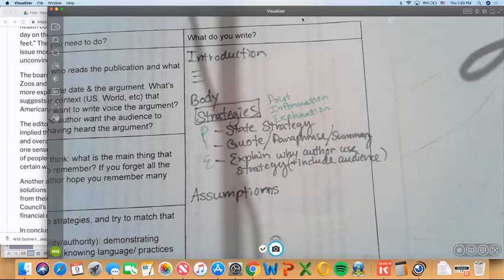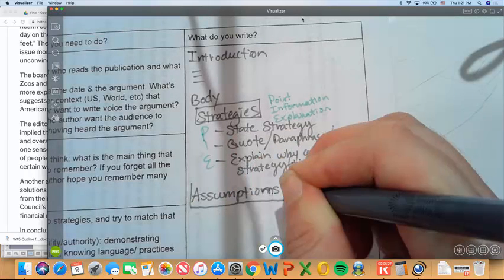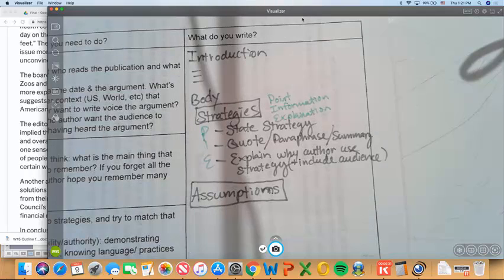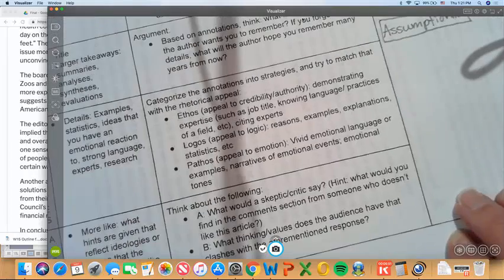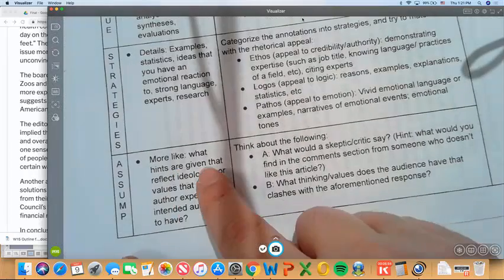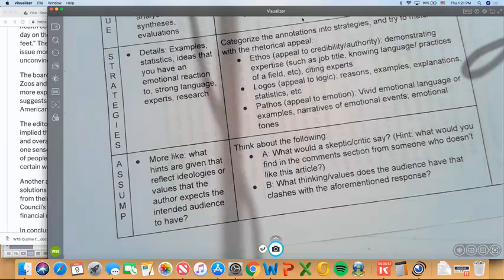Except you need to think about what the author does assume here. For me, it took a little while to think about the best way to find the assumptions. I talked a little bit about this on Tuesday, and I'll reinforce some of that today because I think there still might be some questions out there about it. The explanation that I've included is about what hints are given in the article that reflect ideologies or values that the author expects the intended audience to have.